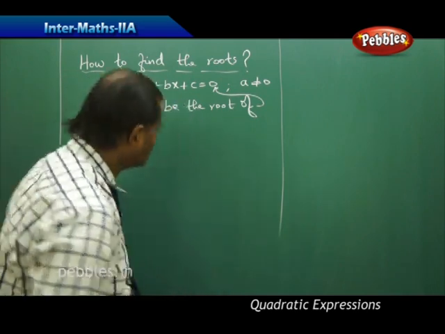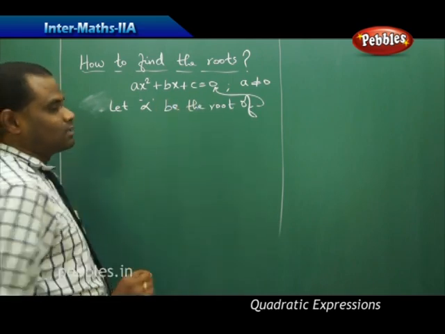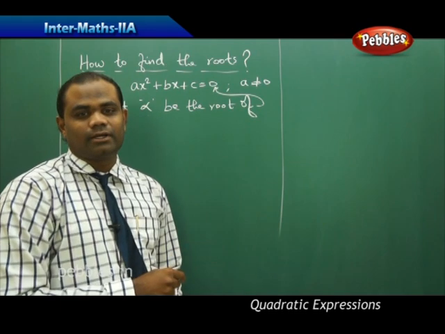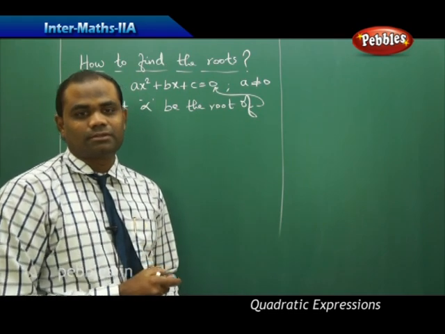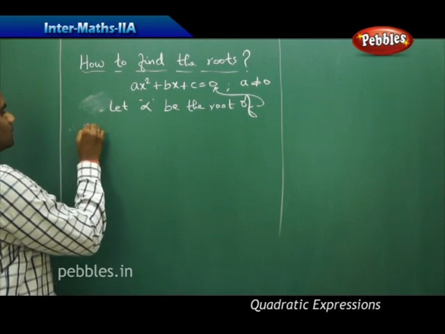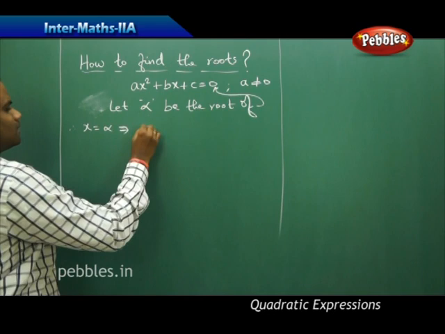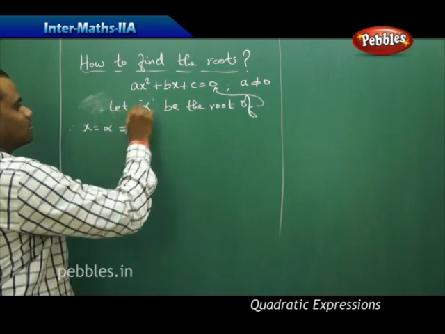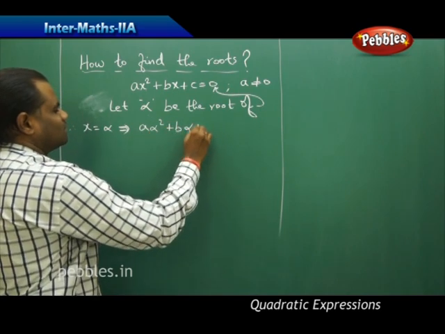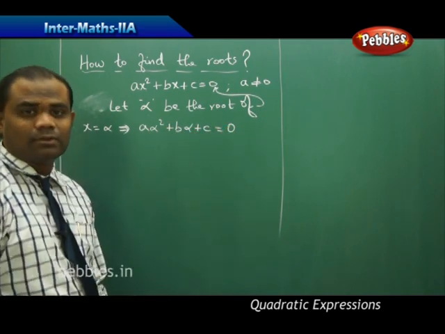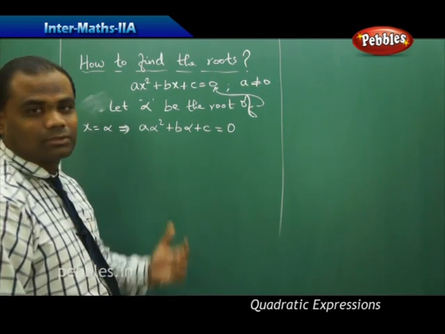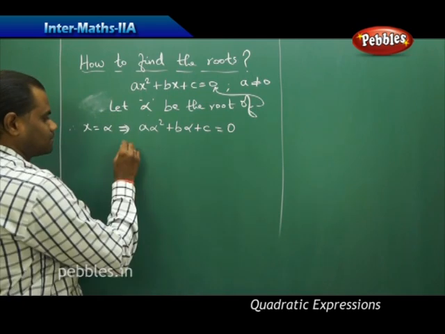So in this case, because alpha is the root of the quadratic equation, alpha must satisfy the given quadratic equation when substituted in place of x. Therefore, x equal to alpha implies this quadratic equation reduces to a alpha squared plus b alpha plus c equal to 0, because x equal to alpha is the root of the given quadratic equation.